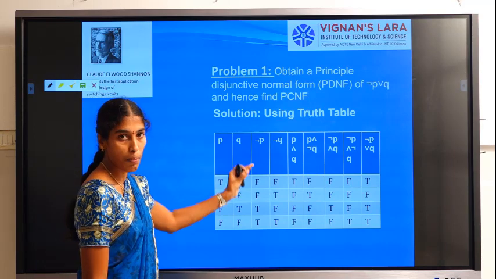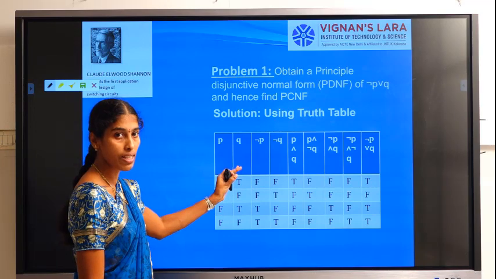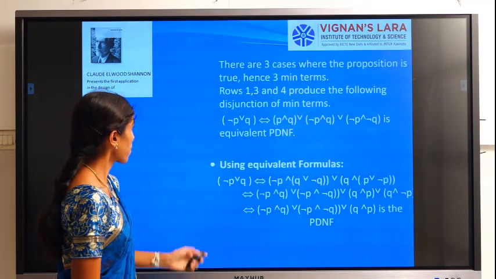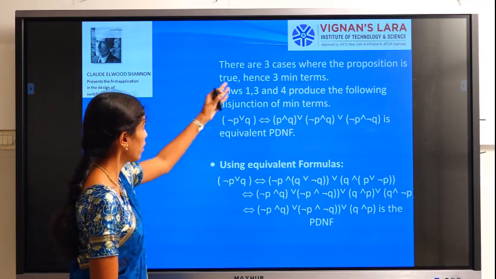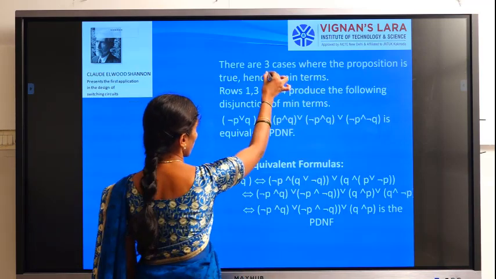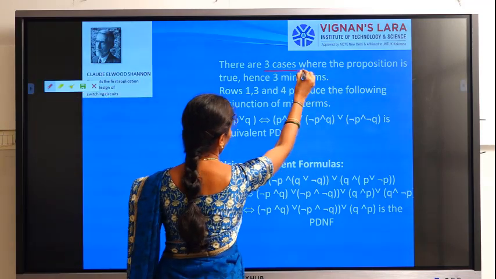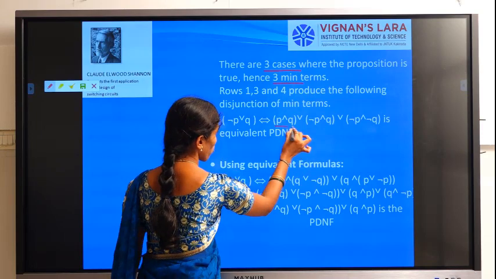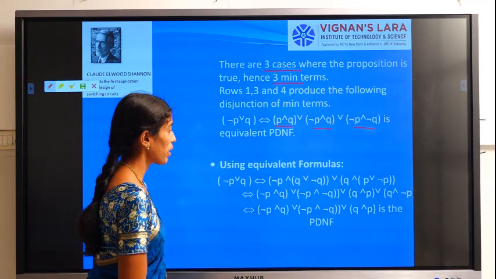Next we will see the same problem by using equivalent formulas. Here we use the truth table. It is the easiest way. This is the explanation I already wrote in the last slide. Here we get 3 cases. In those 3 cases we get the 3 min terms. Corresponding to those we get 3 min terms. By joining with the disjunction we get the PDNF.